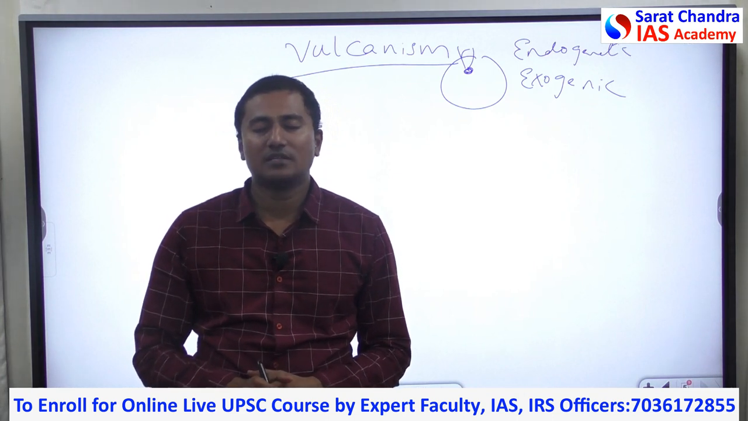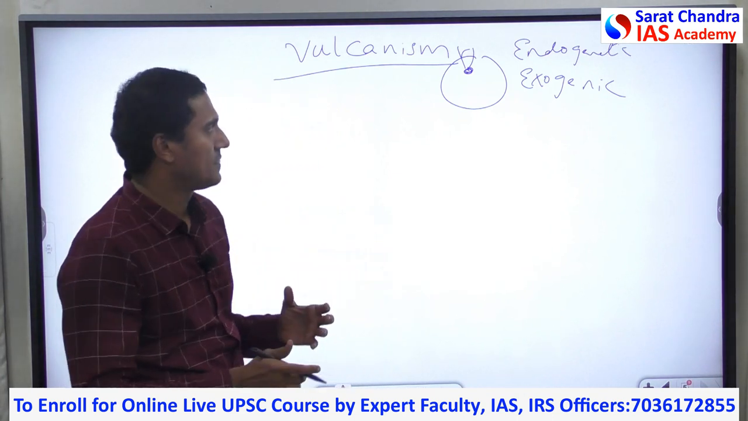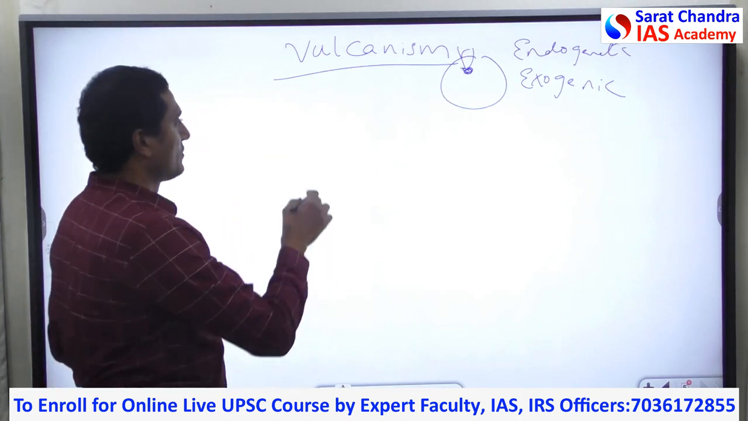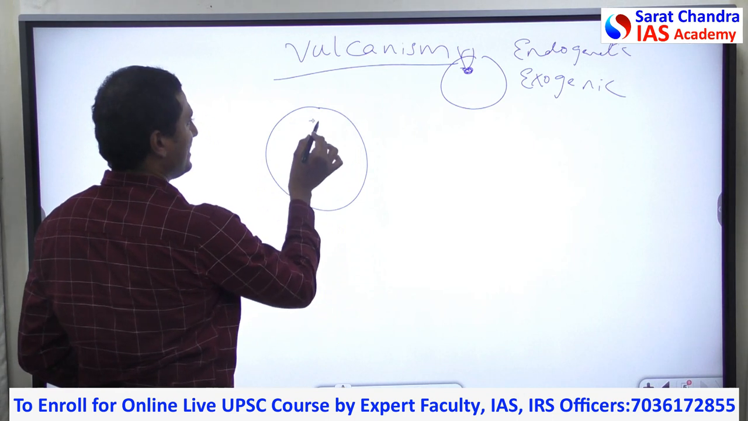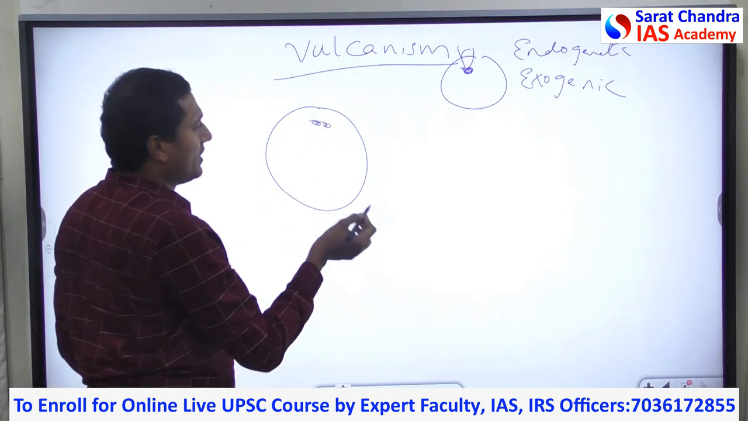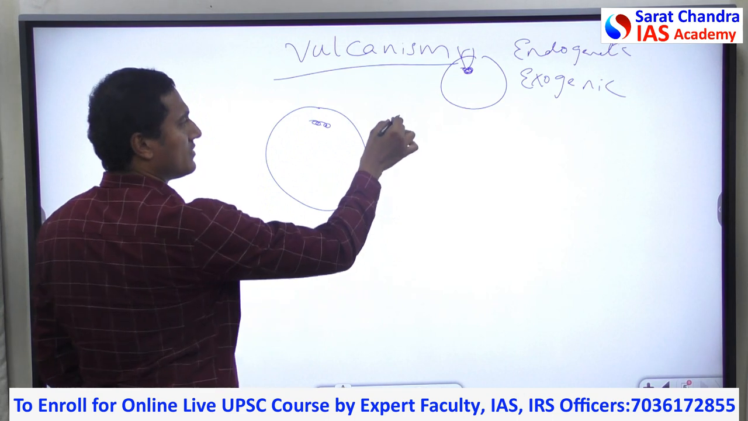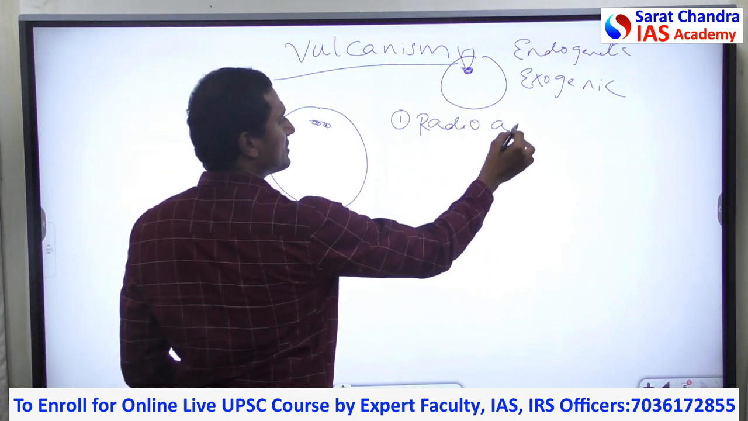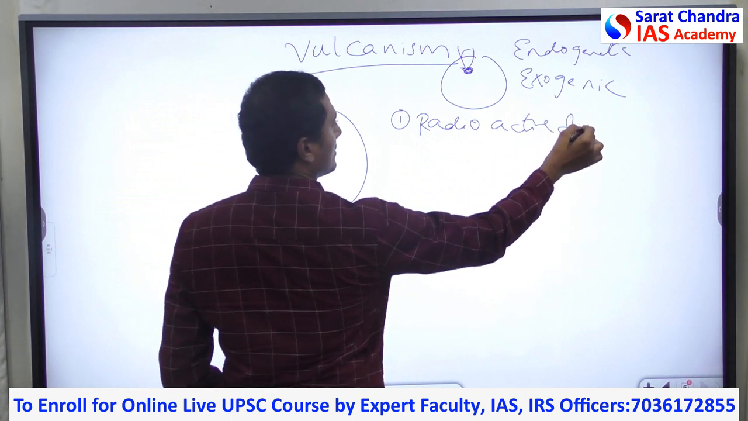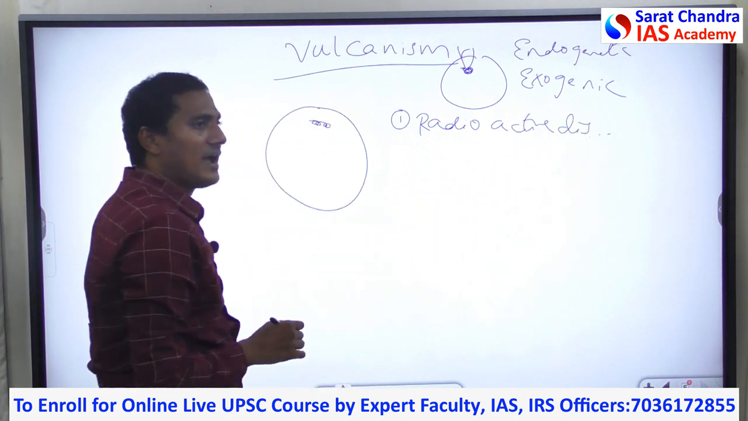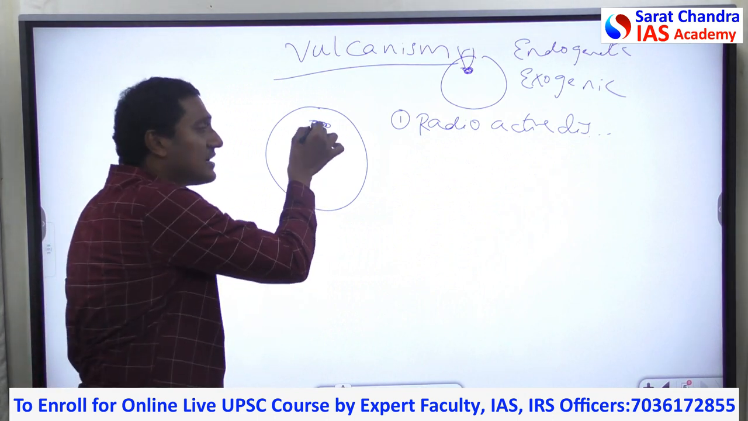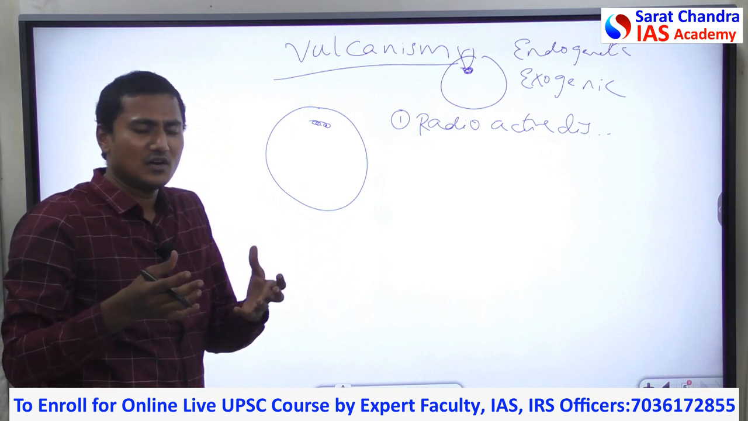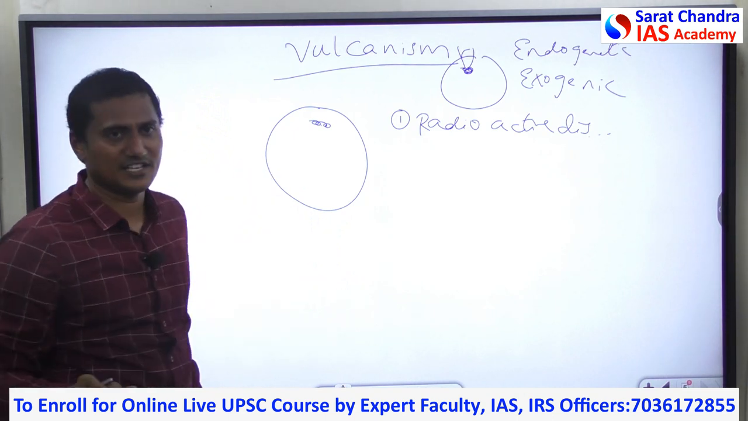Friends, there are many reasons why magma is formed inside the earth. For example, somewhere here inside the earth, magma may be formed because of radioactive disintegration. I told you this. Radioactive disintegration occurring inside the earth produces high temperature and high heat, so rocks will melt and magma is formed. One thing.